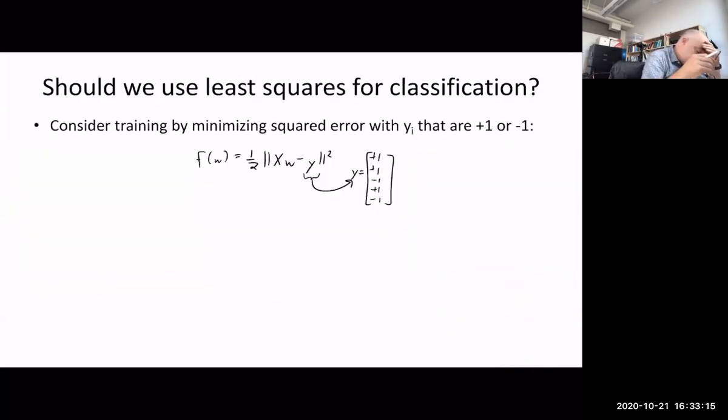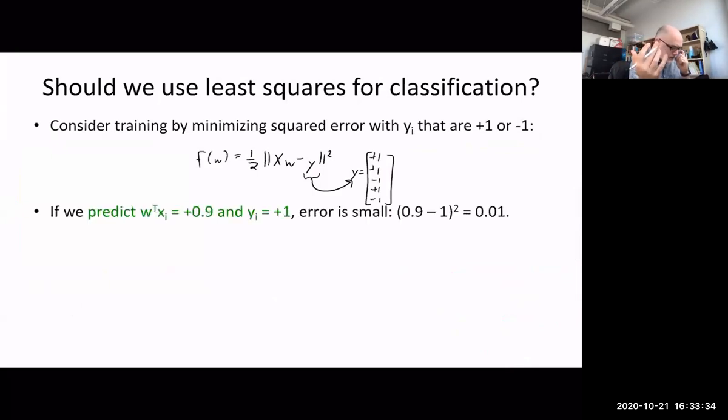So the question is really, we're getting close. What loss should we use? Should we use least squares for classification? This is what we're going to think about right now. Should we use the squared loss in a classification setting? Does it make sense?